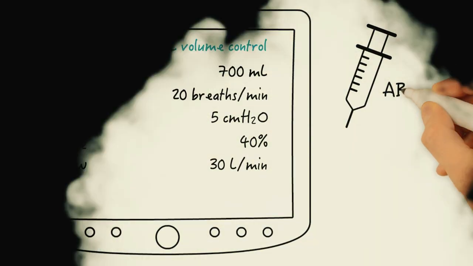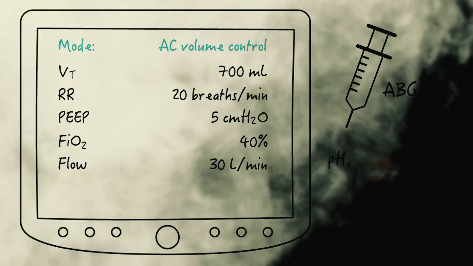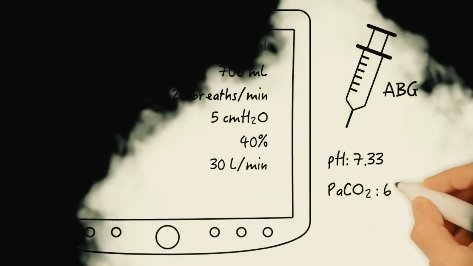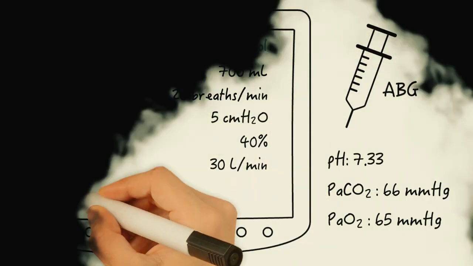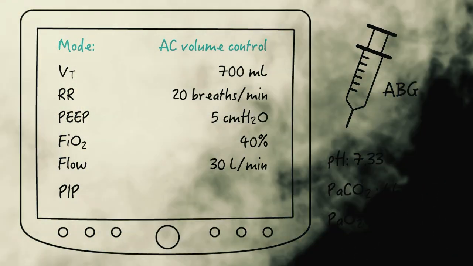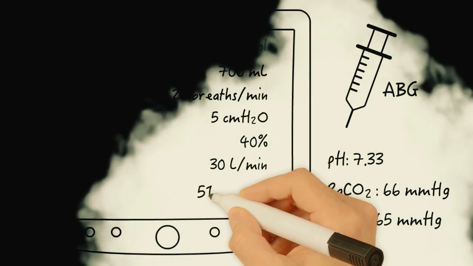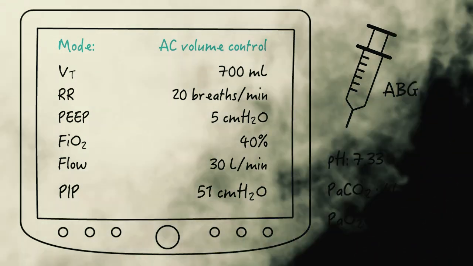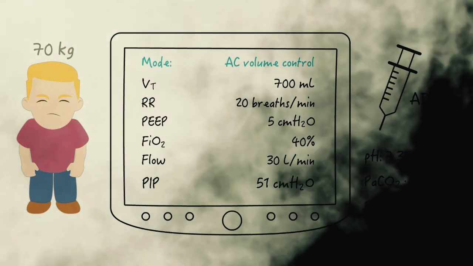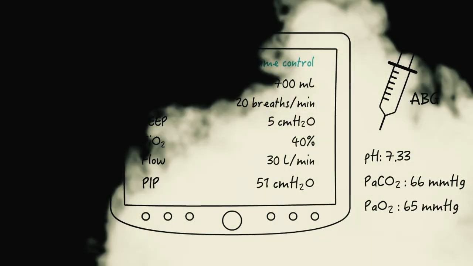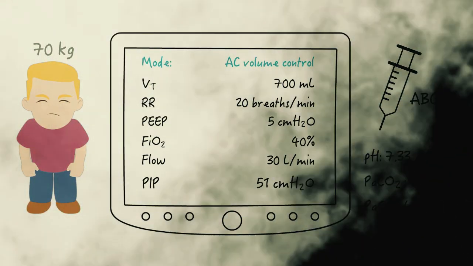The most recent ABG results on these settings are a pH of 7.33, CO2 of 66, and a PaO2 of 65. You also note that the PIP is well above the acceptable 35 and is currently reading 51 centimeters of water pressure. And your patient's calculated ideal body weight is 70 kilograms, which means his current tidal volume is at 10 milliliters per kilogram, well outside of the 6 to 8 milliliters per kilogram range.